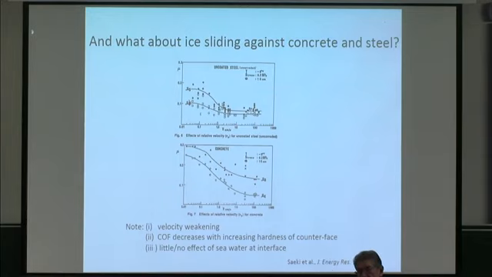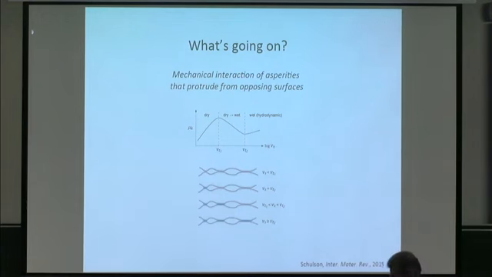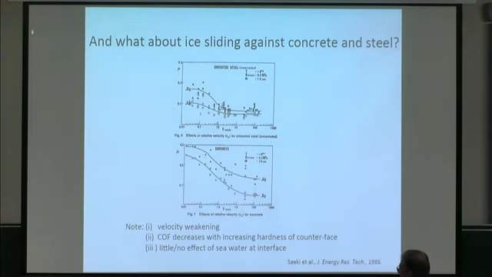And what you notice here is velocity weakening, again, velocity weakening over the range of load. I don't know what they observed at lower speeds because they didn't report them. But notice here again, the same kind of behavior I just showed you for ice sliding on ice. The upper curve here is the static coefficient of friction. The lower curve is the kinetic coefficient of friction.